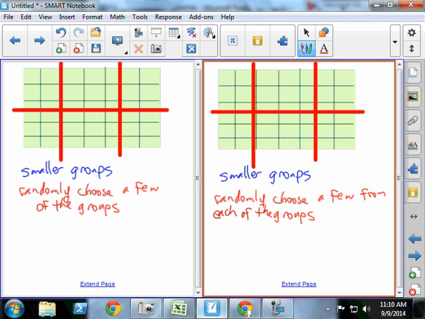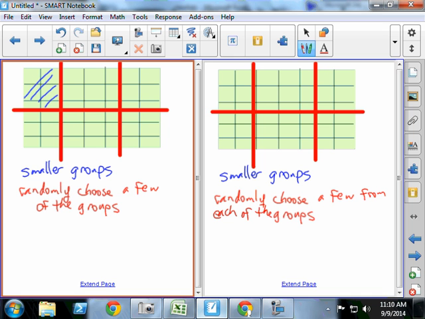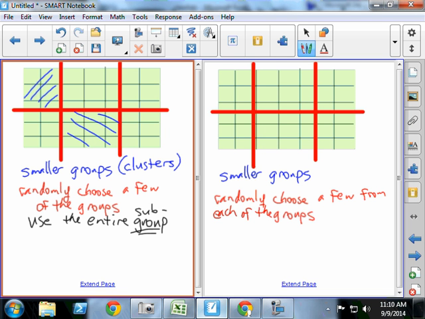So when I randomly choose a few of the groups, I'm going to pick this one randomly, and maybe that one randomly. But when I do that, I am going to use the entire subgroup. I am using everybody or everything in that entire subgroup. Those subgroups are called clusters. So guess what the name of that one is? It's called sampling by clustering, okay? So this technique is called clustering.